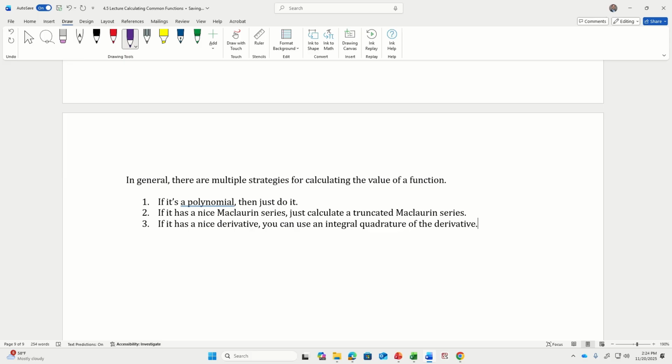For example, the natural log function has a nice derivative, 1 over x, and so we could do an integral quadrature of 1 over x to get the natural log function. Arctangent has a nice derivative, 1 over x squared plus 1, so if I want to calculate arctangent, I could use an integral quadrature of 1 over x squared plus 1.